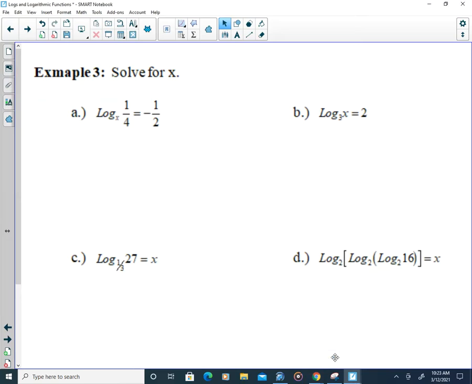All right, welcome back. We're going to continue with logarithms and their functions. This is day 2. We're going to do the examples I didn't do yesterday. So we're going to start with example 3.